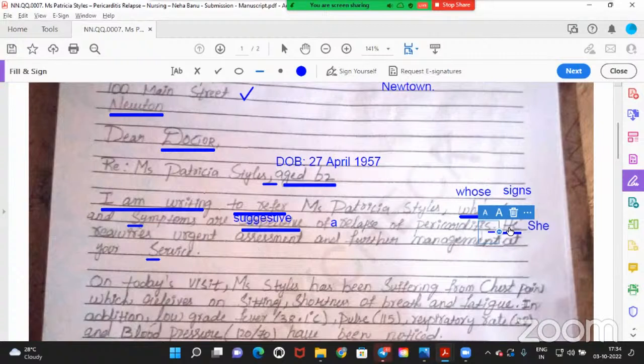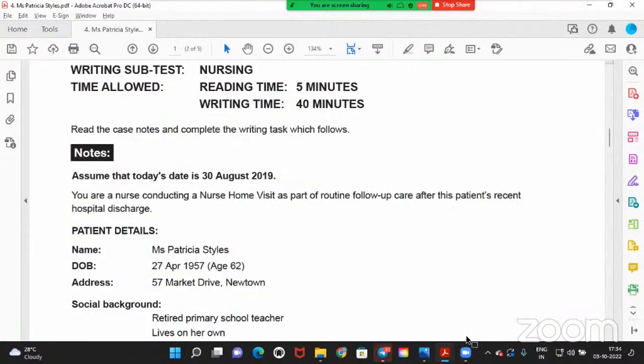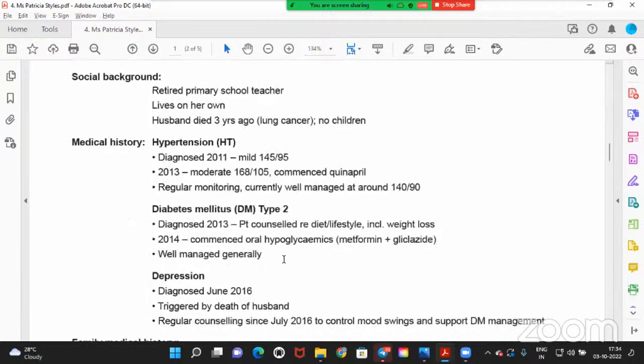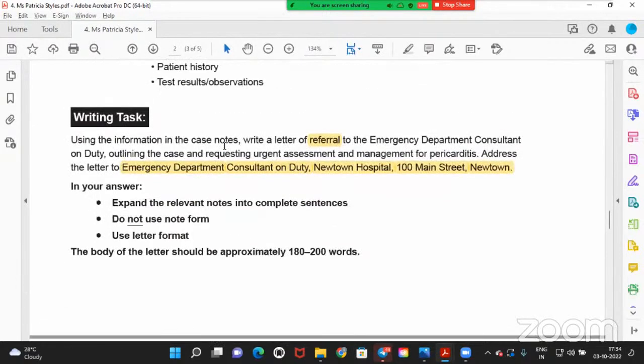Okay. Then he, she, all this we can remove now. She also is not needed now. Comma, requires urgent assessment and further management at your service. So, requires what? Urgent assessment and management. Yeah. Further assessment and management.